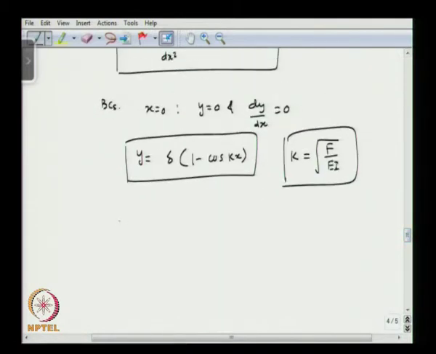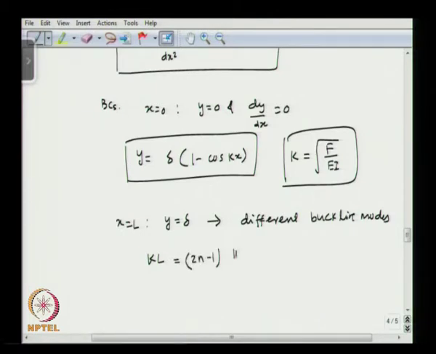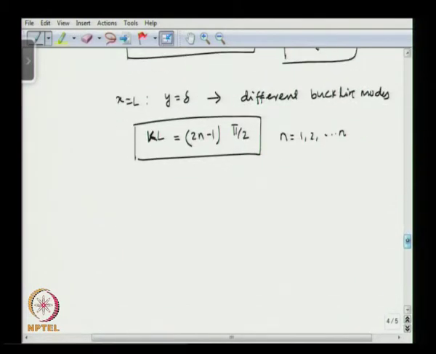Now, if you apply x equal to L, y equal to delta, then we can find the different buckling modes. So, K into L can be written as 2n minus 1 into pi by 2, where n equals 1 up to n.